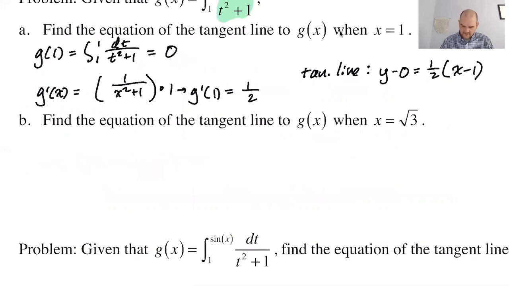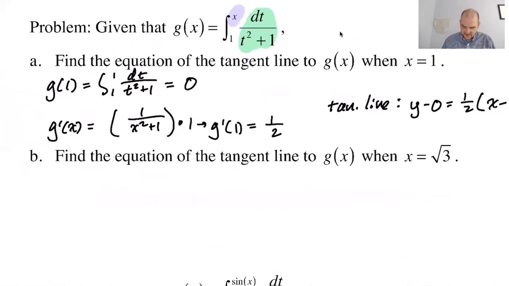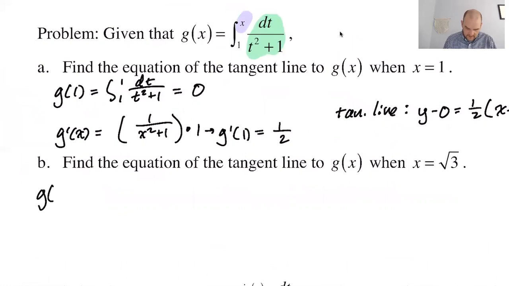Let's try to find the equation of the tangent line when x is radical 3. So that's really annoying because you don't get 0. We're going to actually have to do something to find g of radical 3. But that's okay because I think we know how to integrate this. So we have to do this.